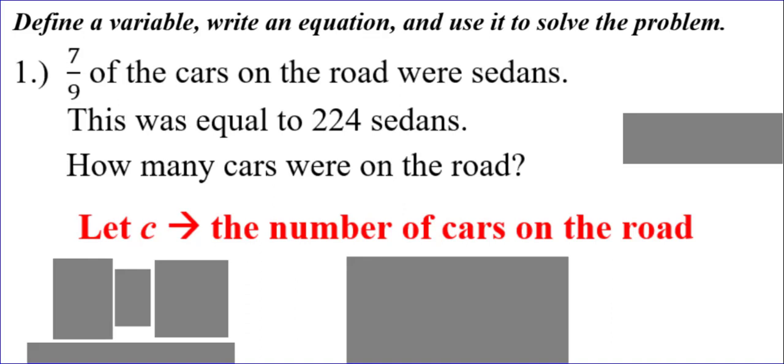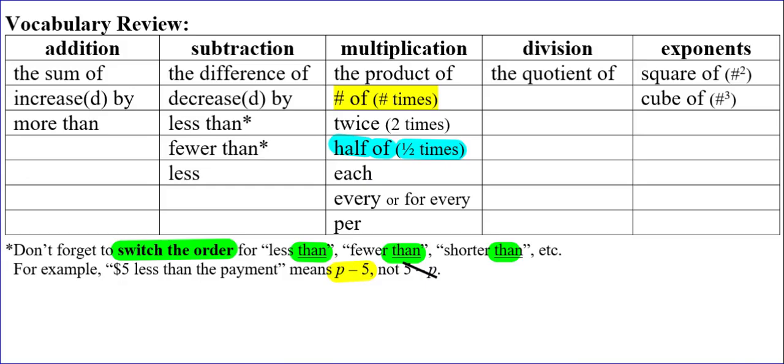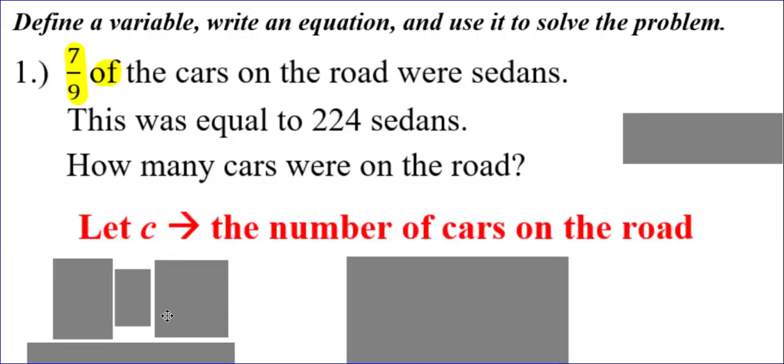So, for example, this problem starts by saying 7/9, and then it has the word of. We just learned from the chart that if you have a number followed by the word of, then it means that number followed by times. So, we're going to write 7/9, and then we can put a times dot. Although we might not need a times dot if the next thing is a variable.